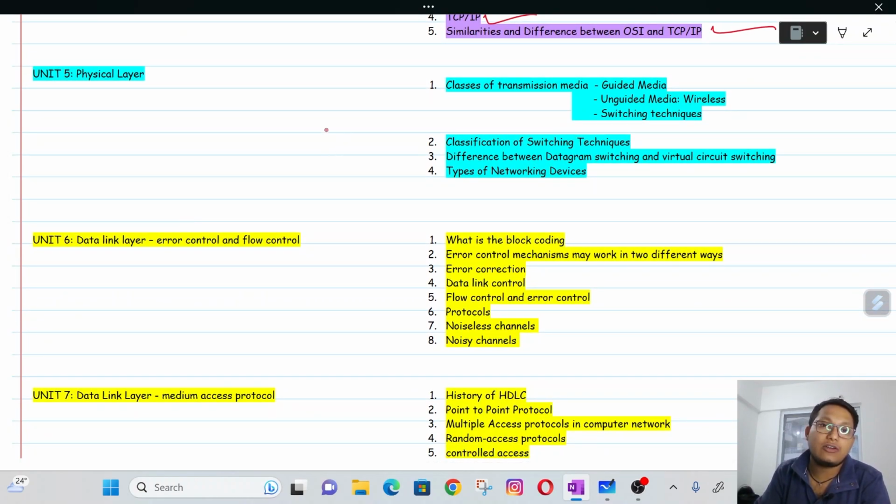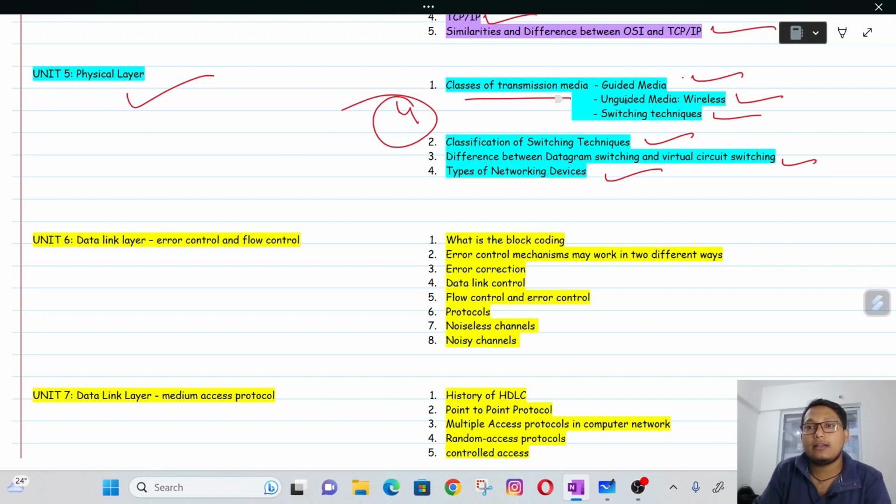The 5th unit is all about the physical layer, and inside it you have learned classes of transmission media. Transmission media is about guided media, unguided media, which is wireless, and switching techniques. These are the 3 topics. Then classification of switching techniques, difference between datagram switching and virtual circuit switching, types of networking devices. So basically 4 subtopics inside the physical layer, and there are 3 types of transmission media explained in this topic.